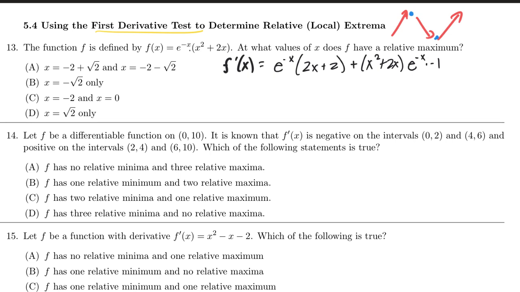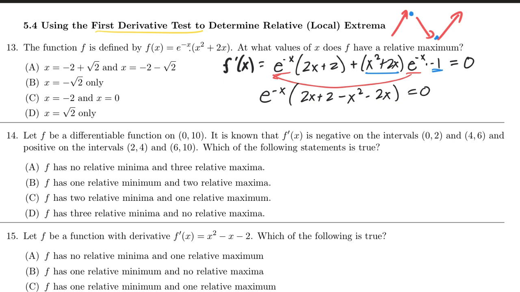Now the next thing we do is figure out when this is 0, so we can figure out when it goes from increasing to decreasing. So we want to set this equal to 0. One thing we can do is take the e to the negative x and factor it out. So we're going to get this e to the negative x at the front. Then that's 2x plus 2. And this negative 1 here is getting multiplied by x squared plus 2x. So we're going to get minus x squared minus 2x equals 0.